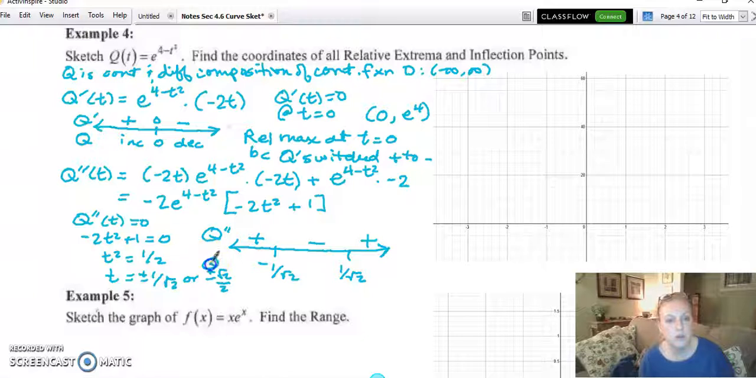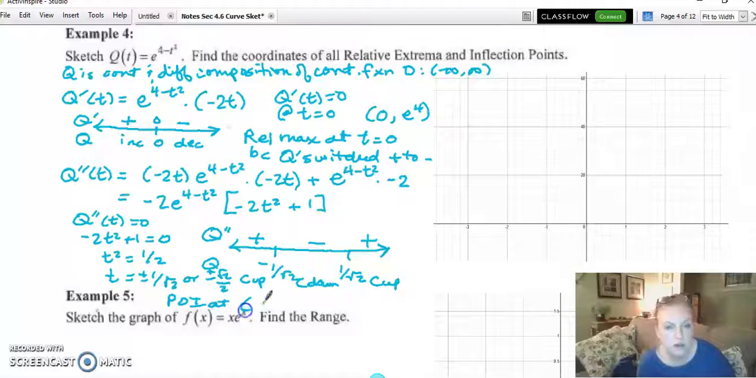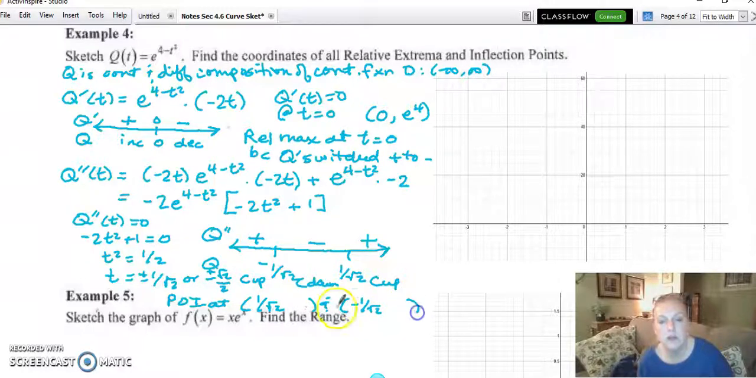So Q, taking a look at it, is going to be concave up, concave down, and concave up. So we're going to have points of inflection at 1 over square root of 2. I'm going to fill in the y value, and negative 1 over square root of 2, because your second derivative switched signs.